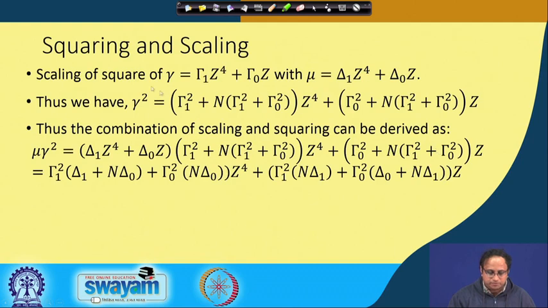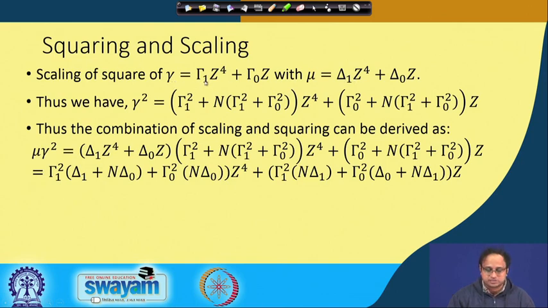For example, the most important step, as I was mentioning, is the squaring and the scaling operation in GF(2^4)^2. Note I am doing a scaling with mu. Mu is my constant, which is denoted as delta 1 z to the power of 4 plus delta 0 z. Okay. And I am applying this scaling on the square of gamma.